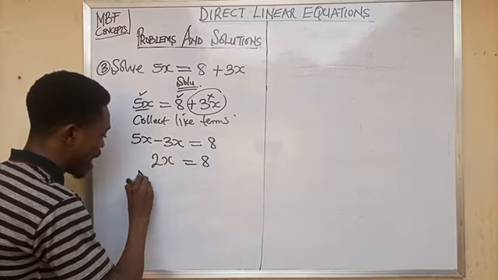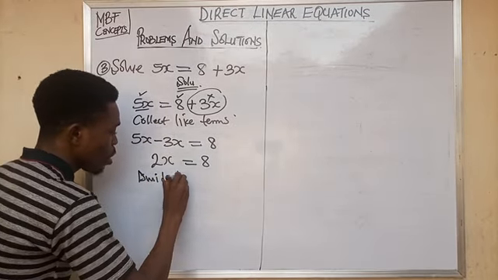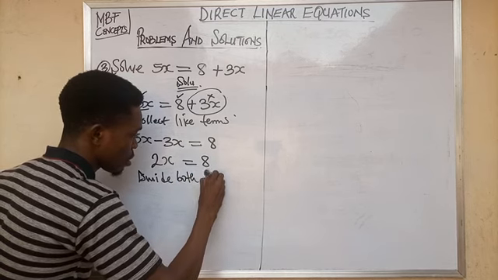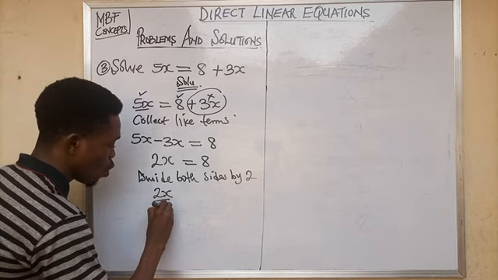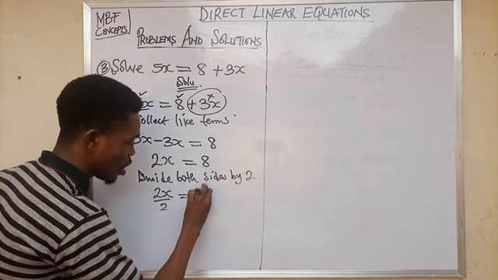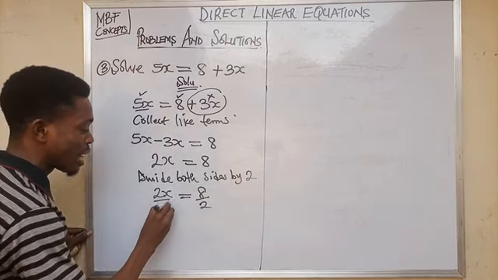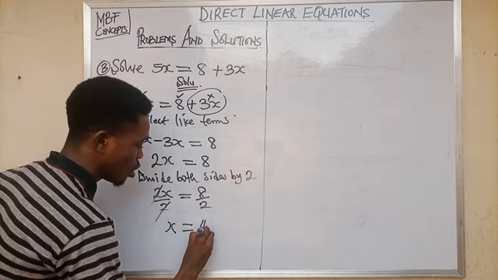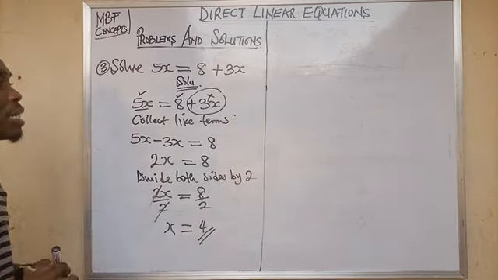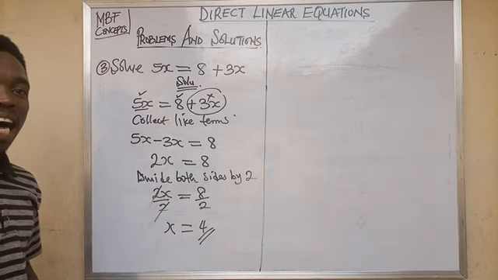So we now say divide both sides by 2. So we're going to have 2x over 2, guys, is equal to 8 over 2. Now 2 divided by 2, we have 1x, and 8 divided by 2, guys, we have 4. This is as simple as we just have it.